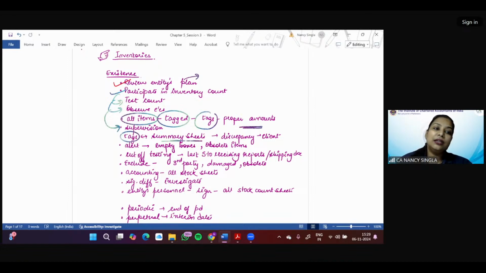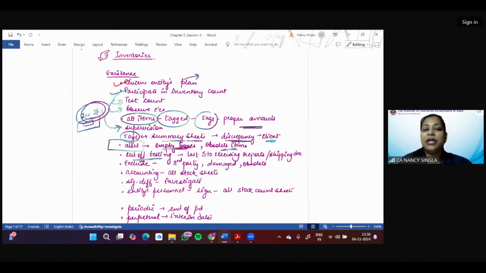With respect to tags, there is another point that he should compare the tags. Let's say the entire material is kept in cartons, and on the carton it will be mentioned that it contains, let's say, 20 bags of 2 kg each. So he will see that these tags should tally with what? The summary sheets that are prepared. And in case of any discrepancy, he will ask the client, right? He should be alert with respect to what? Empty boxes, obsolete items. Simple.